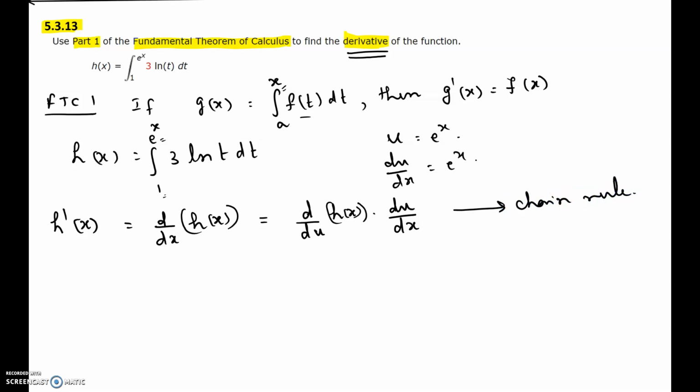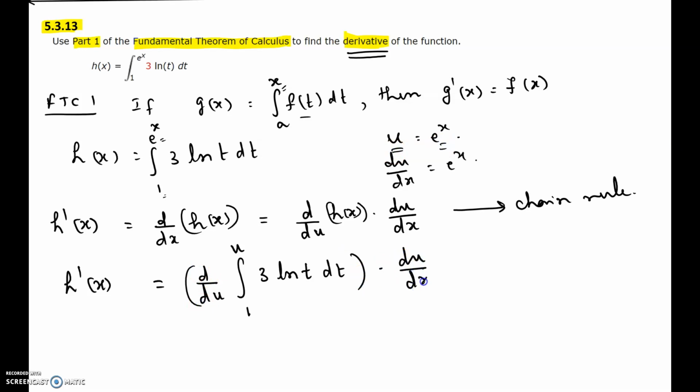So we are going to do this in two steps. Here we are going to write h prime x equal to d by du of the integral from 1 to u of 3 ln t dt, because we are assuming u equal to e to the x, and then times du by dx. So this part is this part, then this part is this part.